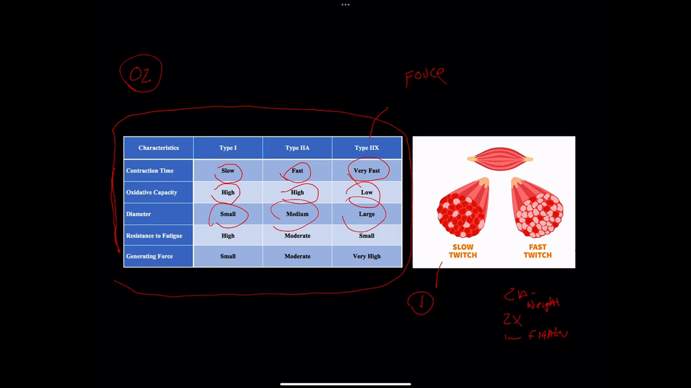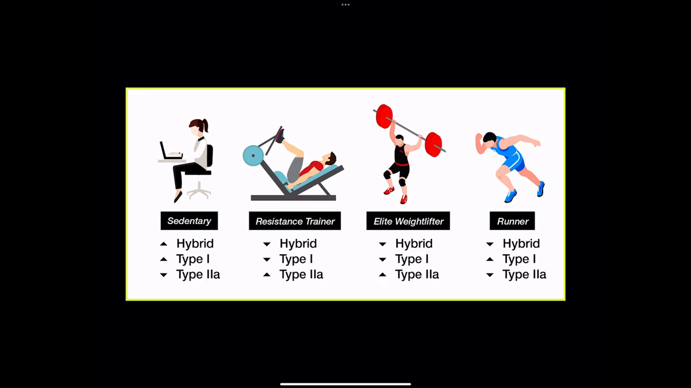Resistance to fatigue, I already talked about that. Type 1 fibers, they have a very high resistance, which means they don't fatigue very quickly. Type 2A fibers are moderate, and type 2X fibers, they have poor resistance to fatigue. And what does that mean? That means they get tired fast. You can't use them for long periods of time. And again, this is the force. We talked about basketball players, runners, and fighters, and you can see that they have different force production, and this is very much the same thing.